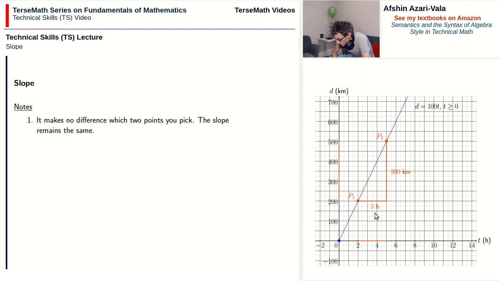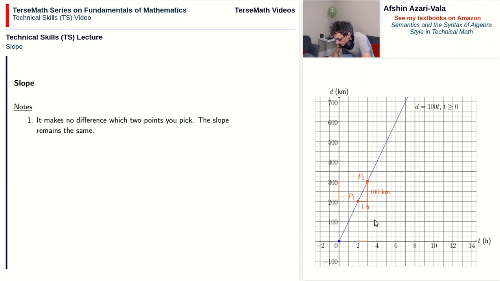If I pick 2 other points, let's say I pick point 2 now at 6 and 600, and when I find the difference, 600 minus 200 is 400 kilometers, and 6 hours minus 2 hours is 4 hours. So I drove 400 kilometers in 4 hours, and the slope is still 400 divided by 4, or 100 kilometers per hour. You see, 300 kilometers divided by 3, or 400 kilometers divided by 4. They're both 100 kilometers per hour.